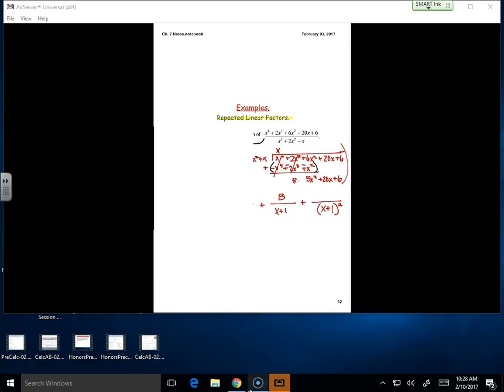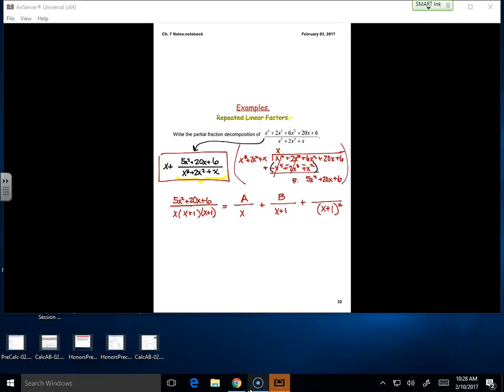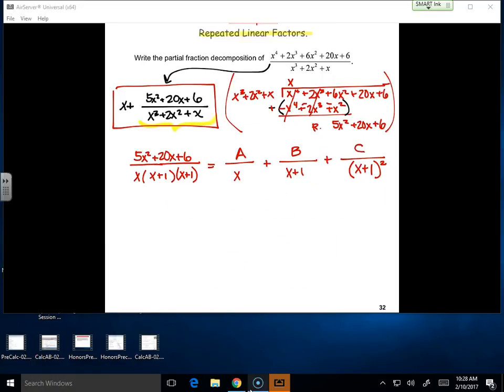A, B, C. A, B, C. E, F, G, H, I, J, K, L, M, N, O. X squared plus 1. You couldn't factor anymore. Nothing to do with quadratic.